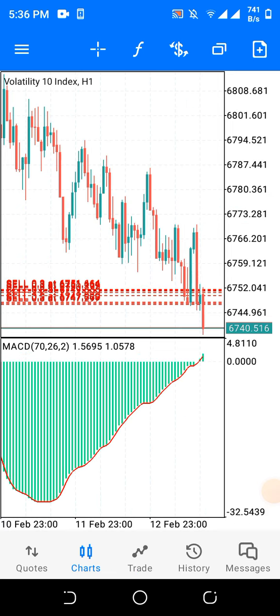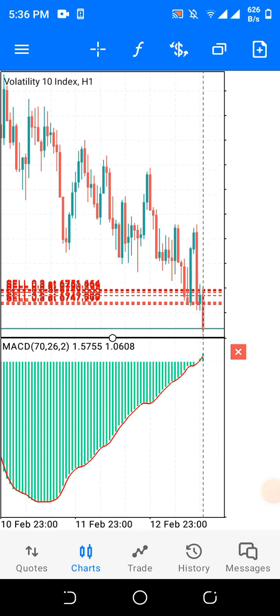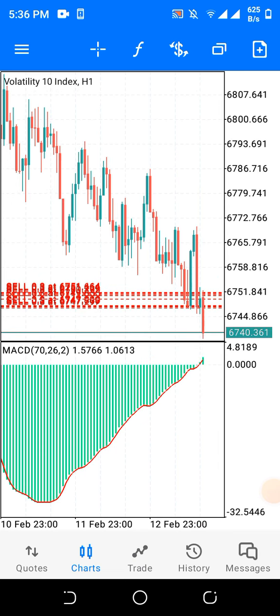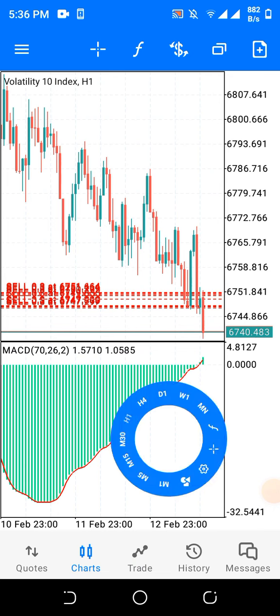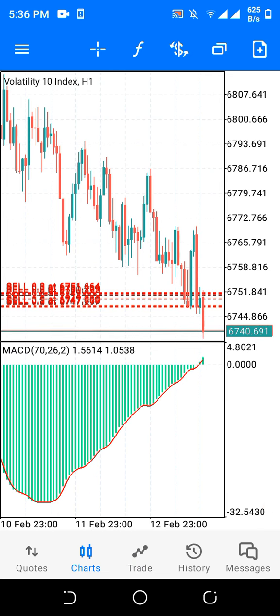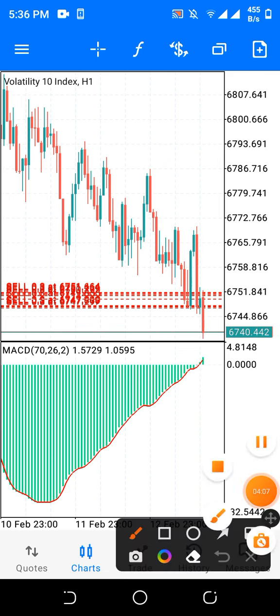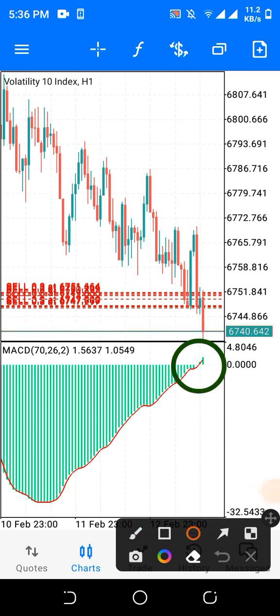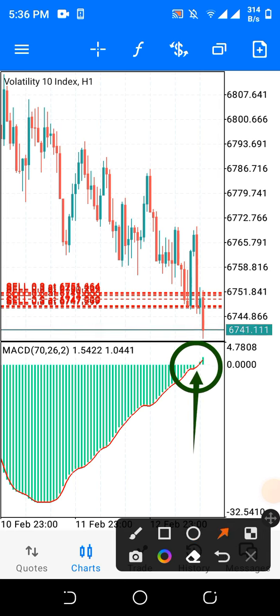Now currently, as you can see on my chart, look at the crossing here. Look at the crossing here. So this is the reason why I am selling volatility 10 index right now. Look at the crossing here. Look at this crossing here. Are you seeing it? See the crossing there. Are you seeing the crossing?